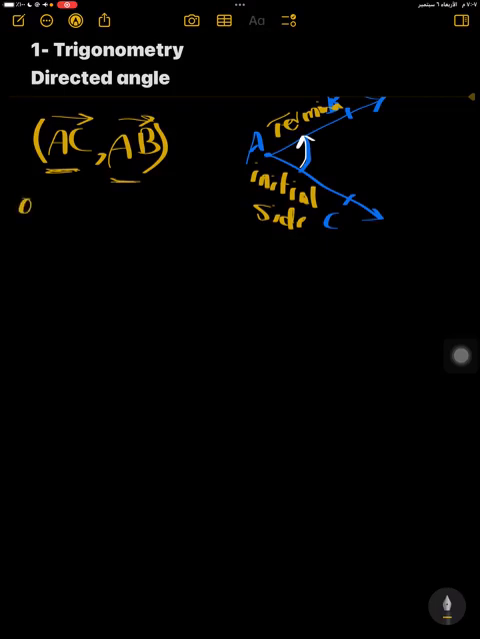We have another way to name the directed angle. We can name the directed angle by also three letters, but we put the vertex in the middle and we must start from the initial side. So the name of this directed angle is angle CAB. CAB. Don't say BAC, because this directed angle, its initial side is AC, so you must start from C.